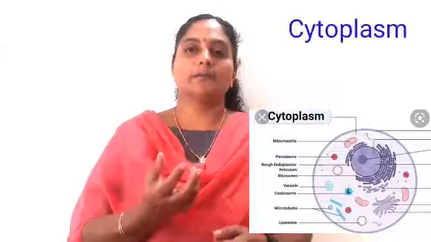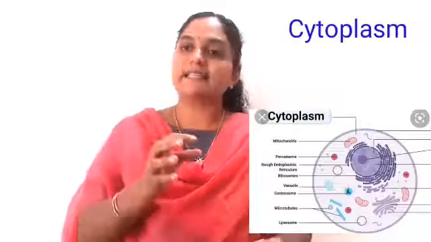Then coming to the cytoplasm. It is a jelly-like substance present between the cell membrane and the nucleus. In the cytoplasm, the other components present in the cells are mitochondria, Golgi bodies, ribosomes, etc. These are the points.